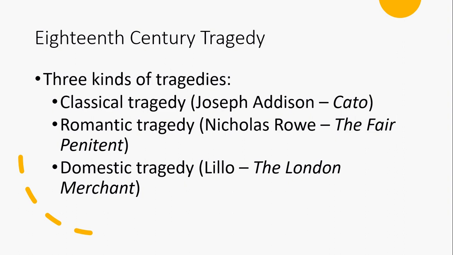Romantic tragedies, as a continuing influence of the Elizabethan age, were also written, and one example is The Fair Penitent by Nicholas Rowe. Domestic tragedy was also written, and the example that I have used is The London Merchant by Lillo.